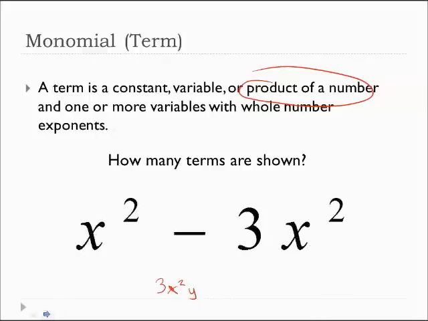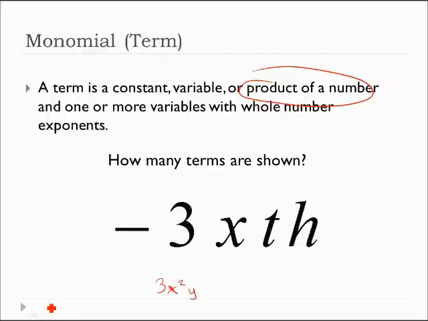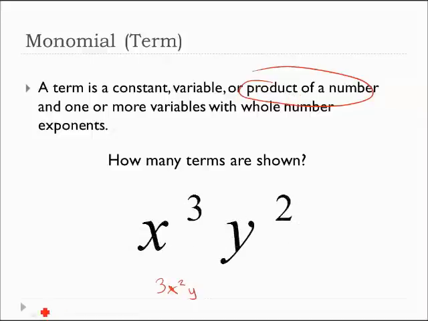How about this one? That's two terms, right? Because this term right here is x times x. It's a variable with a whole number exponent. And this one has a constant in a product with a variable being multiplied. How about this one? Also one term, right? You have a -3 times x times t times h. That's the product of a number and one or more variables. And this one is also one term, the product of variables.